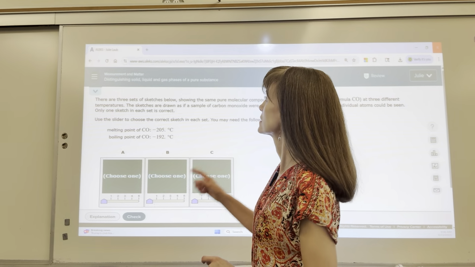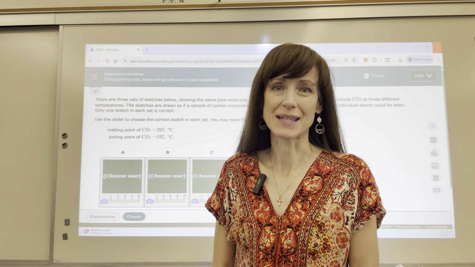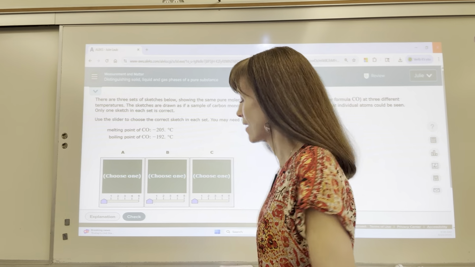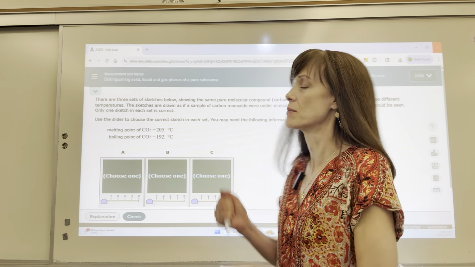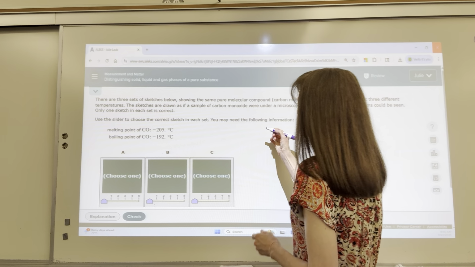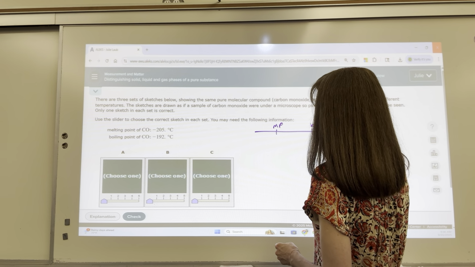Today we're going to do the ALEKS topic, distinguishing solid, liquid, and gas phases of a pure substance. I'm going to teach you how I teach my students. The first thing that I want you to do is draw a number line. On this number line, we're going to write down the melting point and the boiling point.